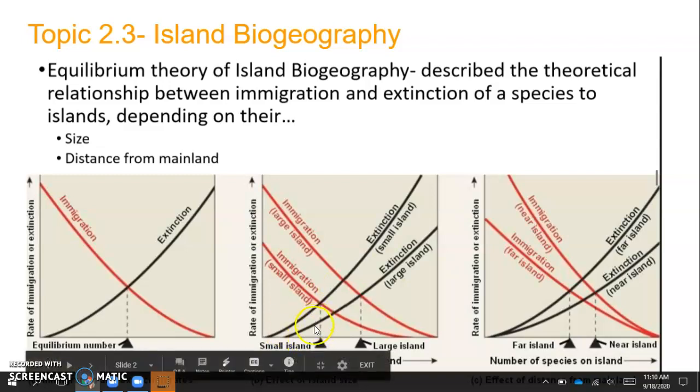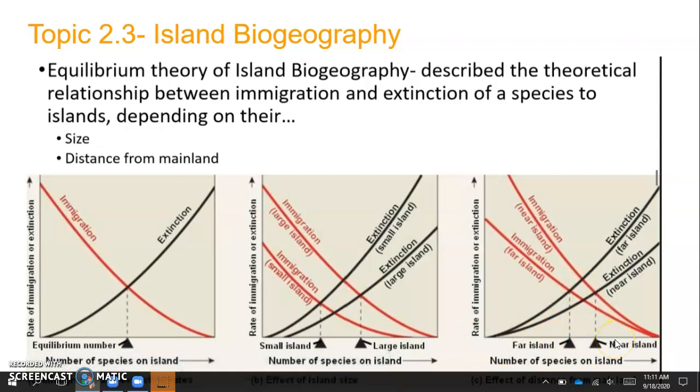So here's our equilibrium of a small island. We have typically low immigration and high extinction. And then for a large island, we've got lower rates of extinction and higher rates of immigration. And then here's the difference between a far and a near island. Typically, you are more likely to find organisms on an island that is closer because it's easier for them to make the trip. So the closer an island is to the mainland, the easier it is for the organisms to get there. So you will find more organisms on a closer island than you would on a far island.